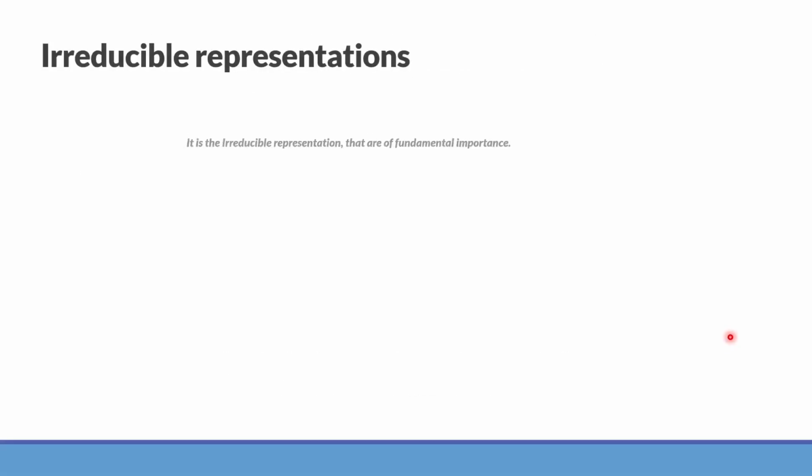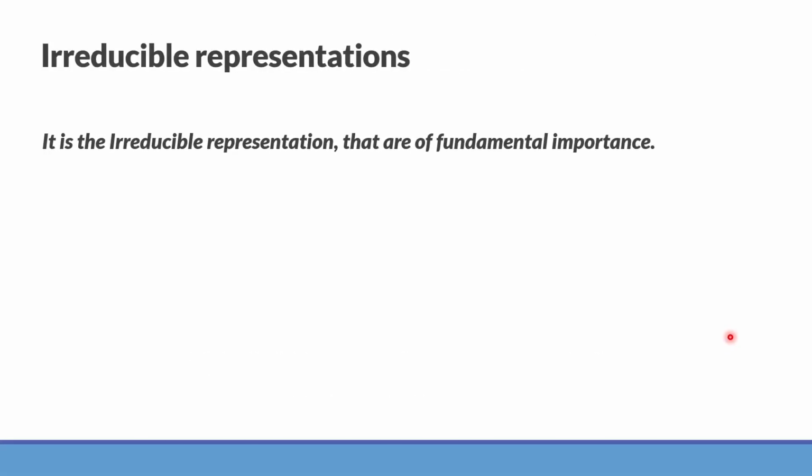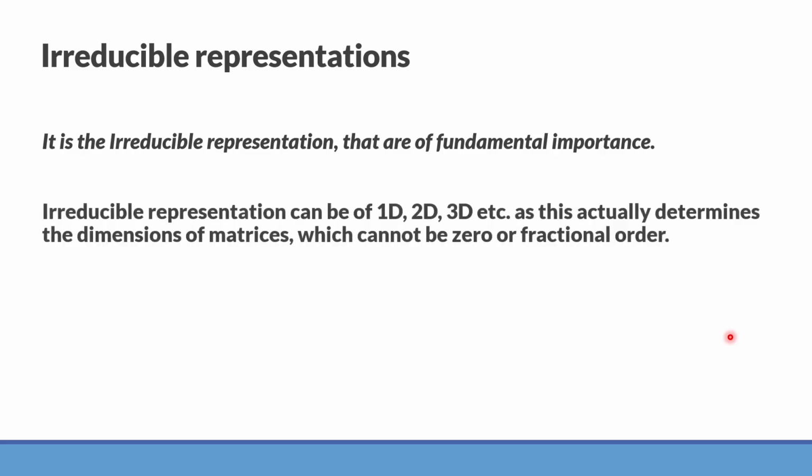So as we have seen, a matrix that cannot be further reduced or decomposed is an irreducible representation. Is it an important component? Yes, it is the most important thing. They are of fundamental importance, and they can be of 1 dimension, 2 dimension, 3 dimension, etc. This actually determines the dimension of the matrix, which cannot be 0. You cannot have a 0 order matrix, and you cannot have a fractional order matrix either. You cannot have a matrix of order 1.2. So it is either 1D, 2D, or 3D, etc.